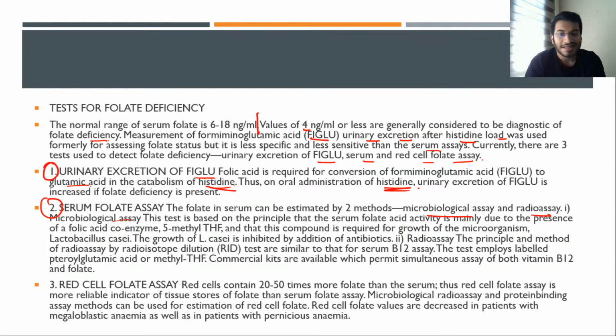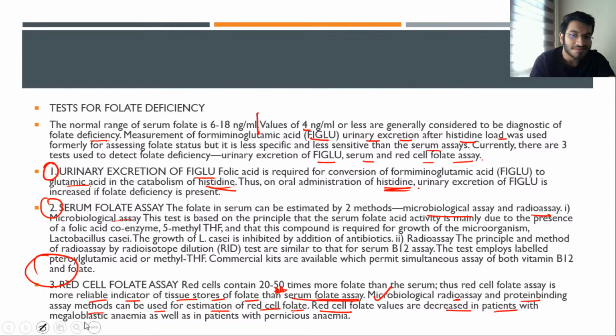So red cell folate assay: red cells contain 20 to 50 times more folate than the serum. Thus red cell folate assay is a more reliable indicator of the tissue stores of folate than the serum folate assay. Microbiological, radioassay and protein binding assay methods can be used for estimation of the red cell folate. Red cell folate values are decreased in patients with megaloblastic anemia as well as patients with pernicious anemia.